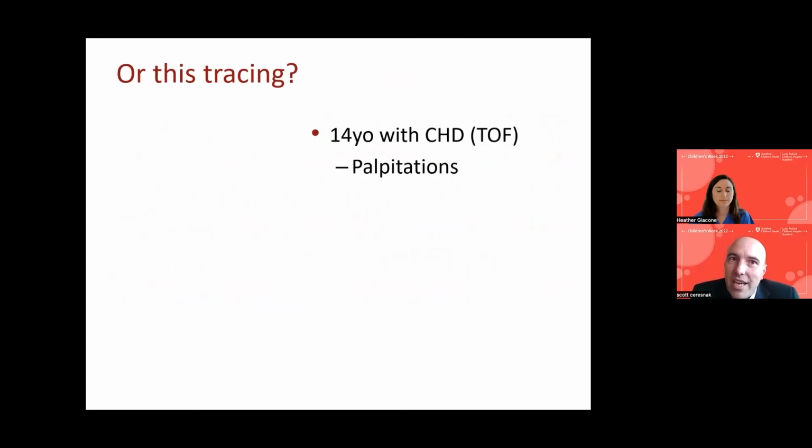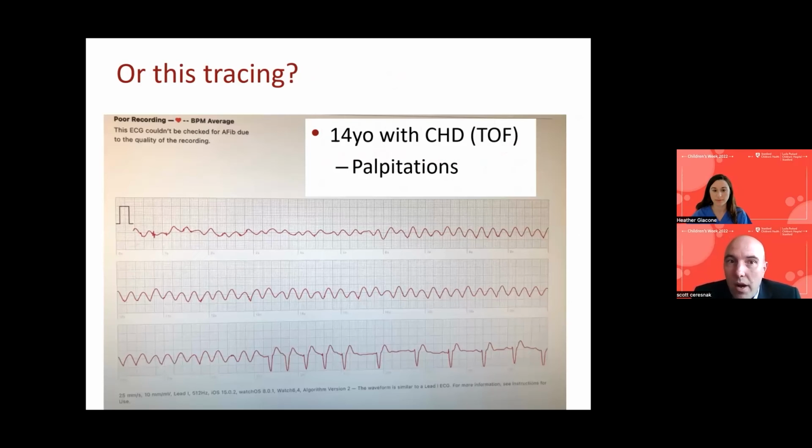I want to deviate from this case for a second. Let's talk about this patient who also had an Apple Watch. It was a 14-year-old with congenital heart disease and tetralogy of Fallot, and was having episodes of palpitations, usually with basketball, and used Dad's Apple Watch and had this. Curious to see what the audience thinks about this. Is this real? Is it not real?